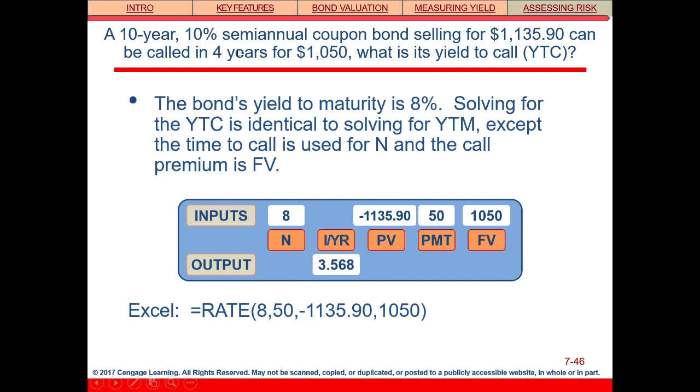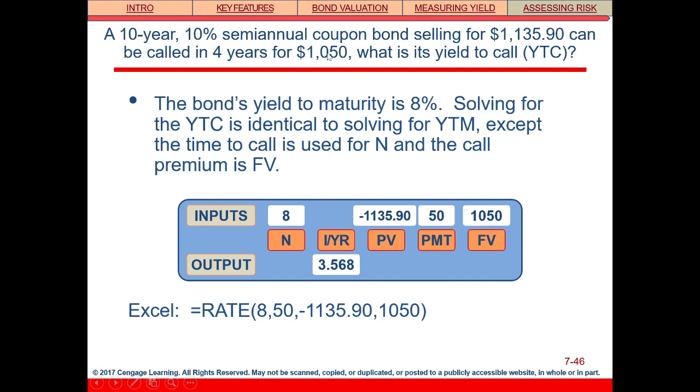Yeah. And then the next one asks: a 10-year 10% semi-annual coupon bond selling for $1,135.90 can be called in 4 years for $1,050. What is its yield to call? Yeah, so this one's asking for the yield to call for this semi-annual coupon bond. So it's like combining two topics that we studied before, yield to call and semi-annual compounding.